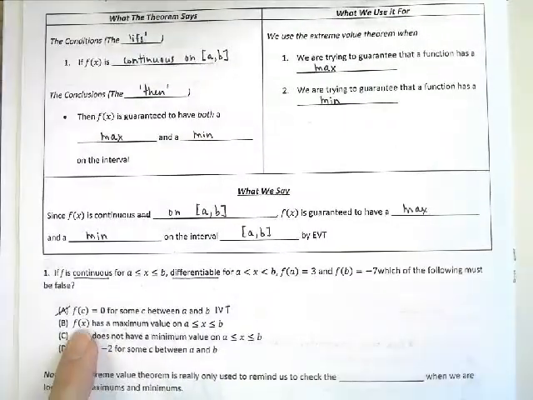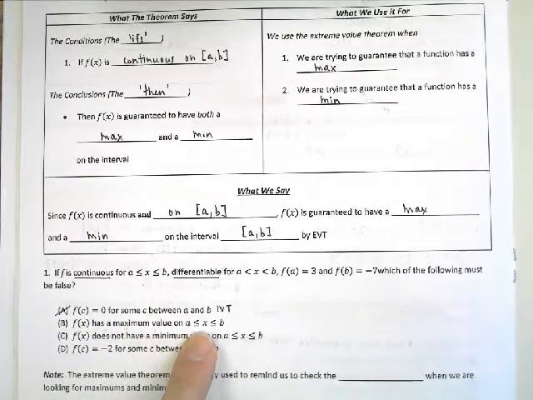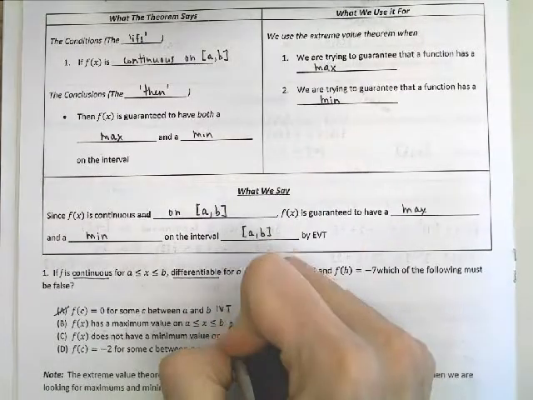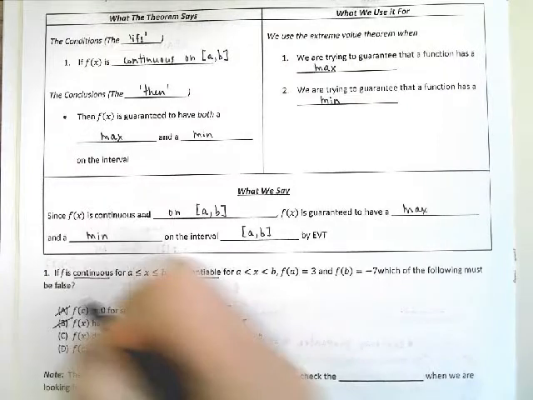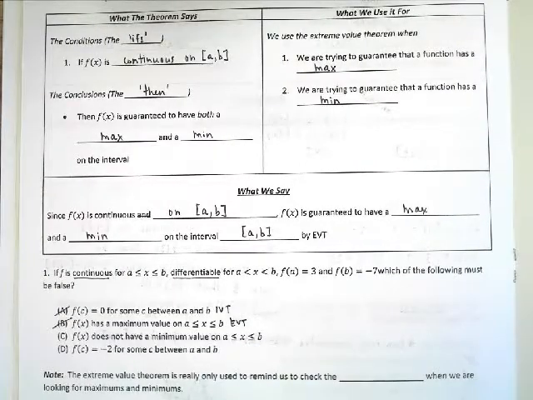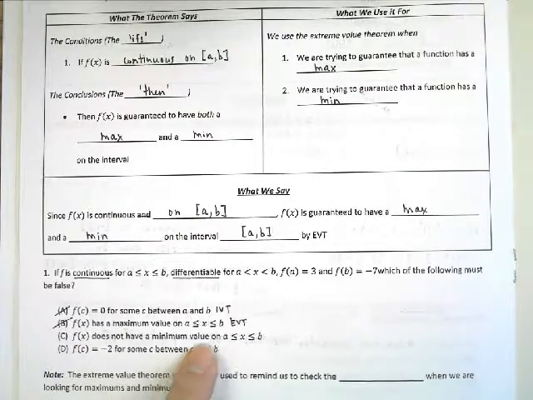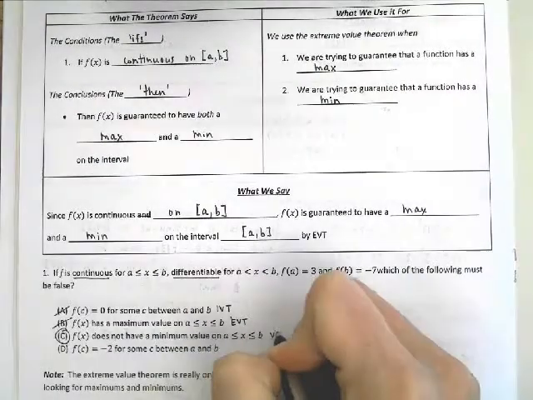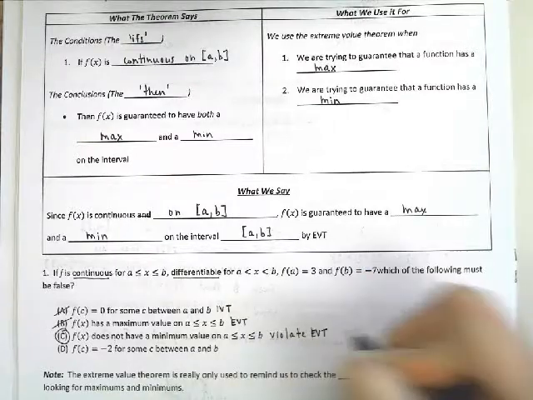Okay. Let's see, part B says f of x has a maximum value on the interval from a to b. Again, because we're continuous on that closed interval, the EVT guarantees that we have a max and a min. So that's not going to be false. Okay, this says f of x does not have a minimum value. Now this is going to violate EVT. So that is likely going to be our false statement.